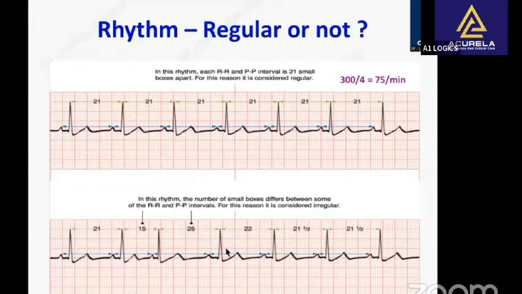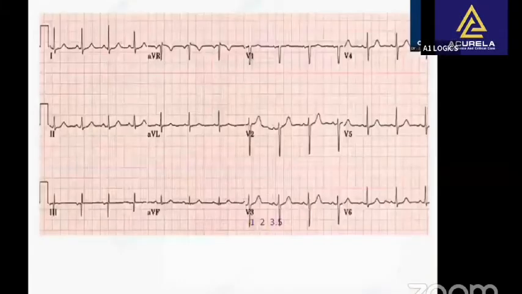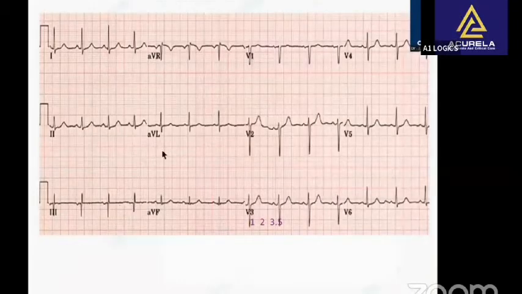What if the RR intervals are not constant? In that case, we'll have to determine the number of QRS complexes that are present in 30 large boxes, which amounts to 6 seconds, and multiply that by 10 to get a mean heart rate. So having known the rate and the rhythm, we are just going to focus on the rate and the rhythm in the following ECGs.